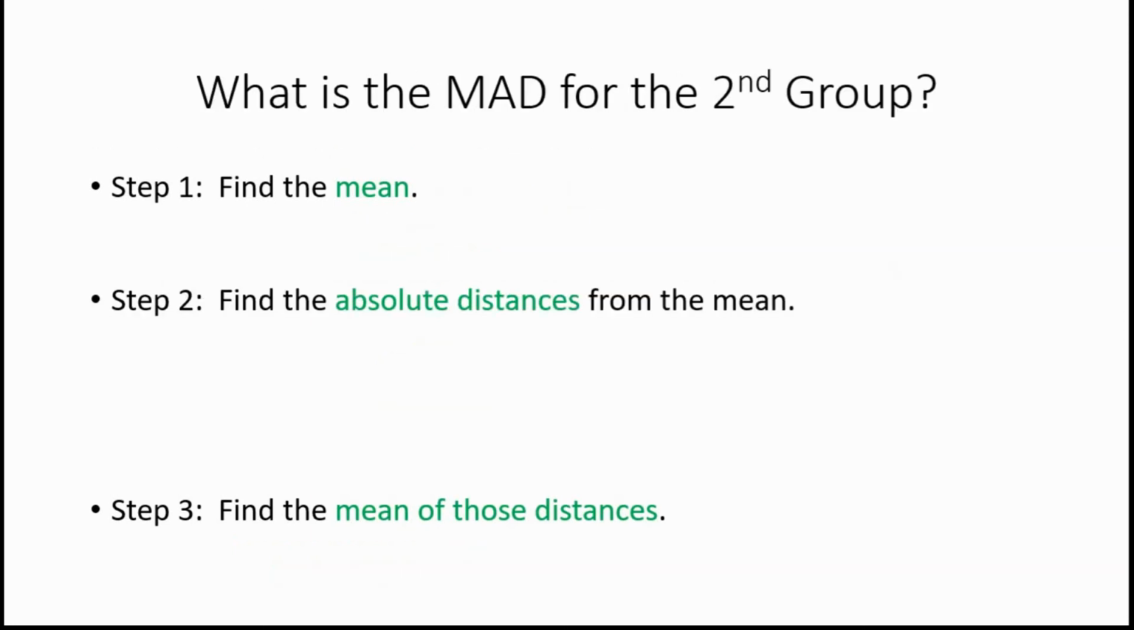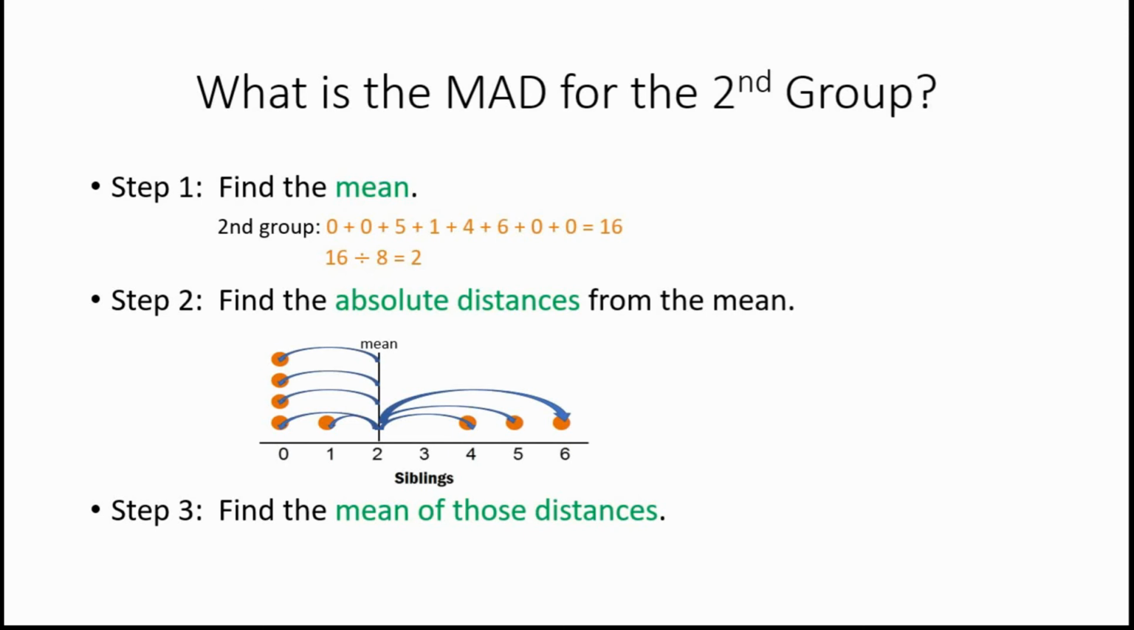We want to do the same thing for the second group. So the first thing is to find the mean of our data by adding all of the values together. This time we still get 16. We divide by 8 since there are 8 values, and that gives us a mean of 2. But this time when we find the absolute distances, we see that they're a little bit more spread out. They're a little bit farther from the mean. So then my last step is to find the mean again, this time finding the mean of the distances. We calculate each of those distances by counting them out. The distances are shown underneath step 3.